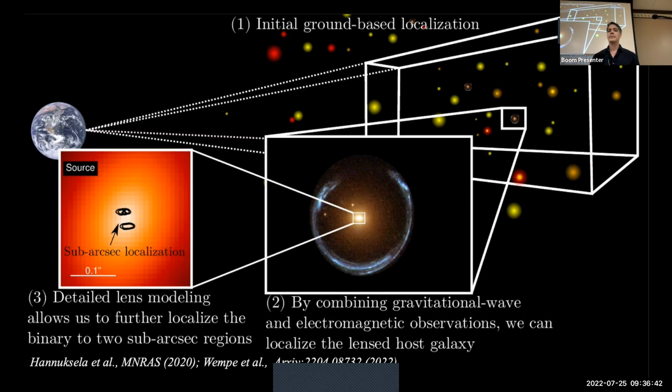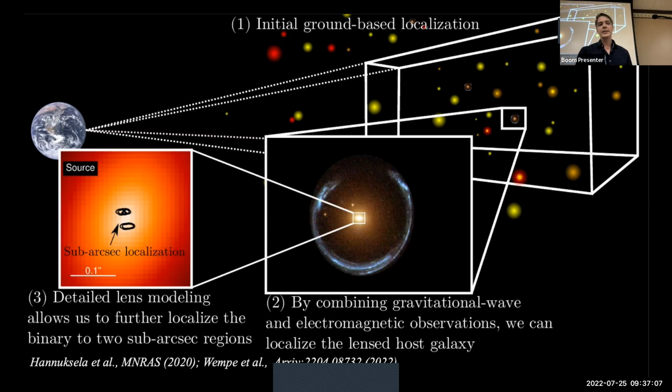And one of the difficulties, of course, is that there would be several different strong lensing galaxies in the direction of the gravitational wave. But if you combine gravitational wave measurements with electromagnetic lensing reconstructions, then you can rule out some of the false positives and hopefully narrow down the search to 1 or 2 lens host galaxies.